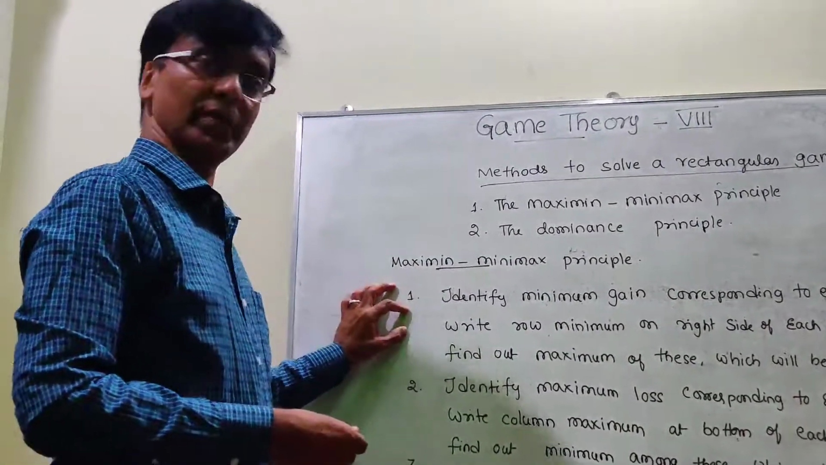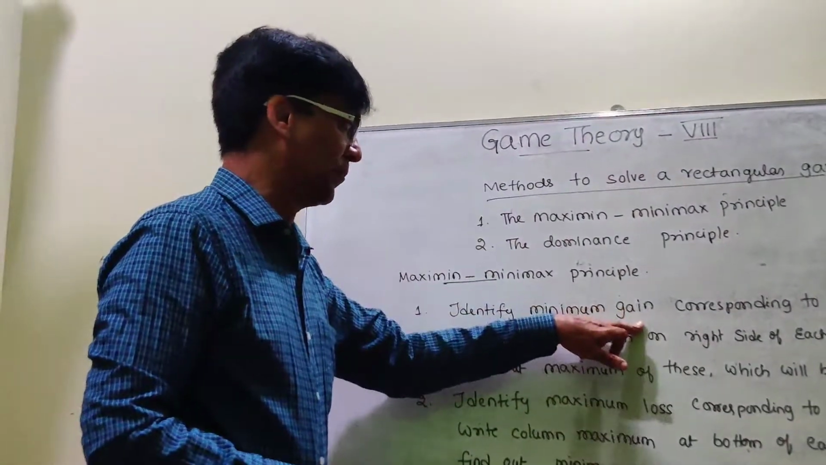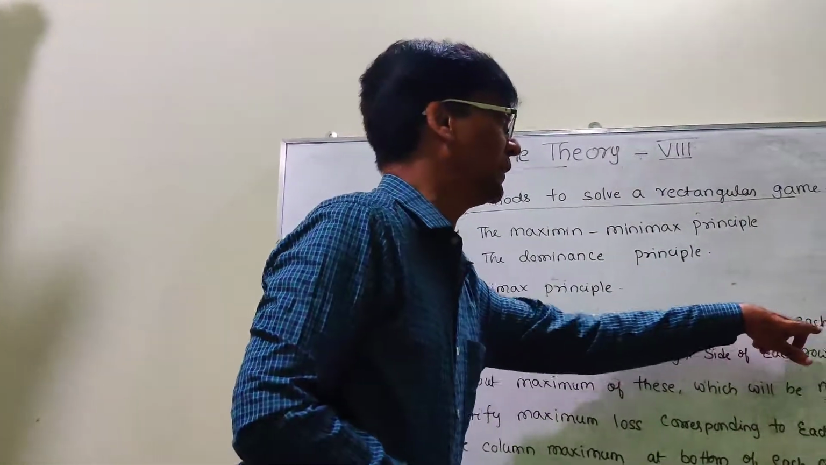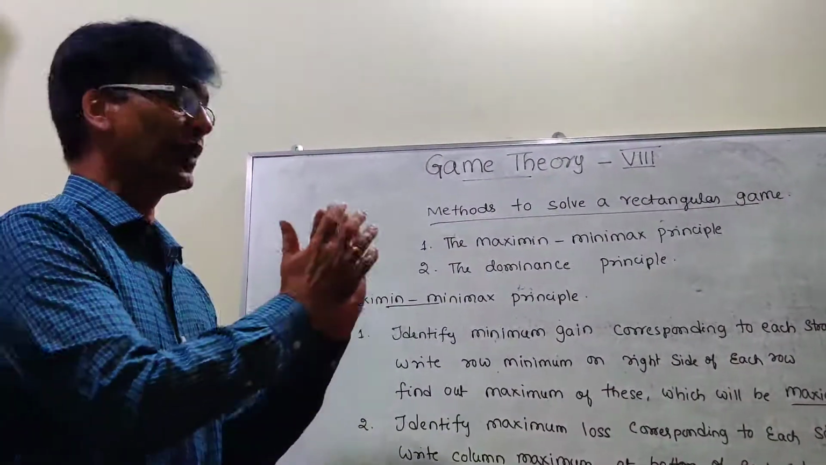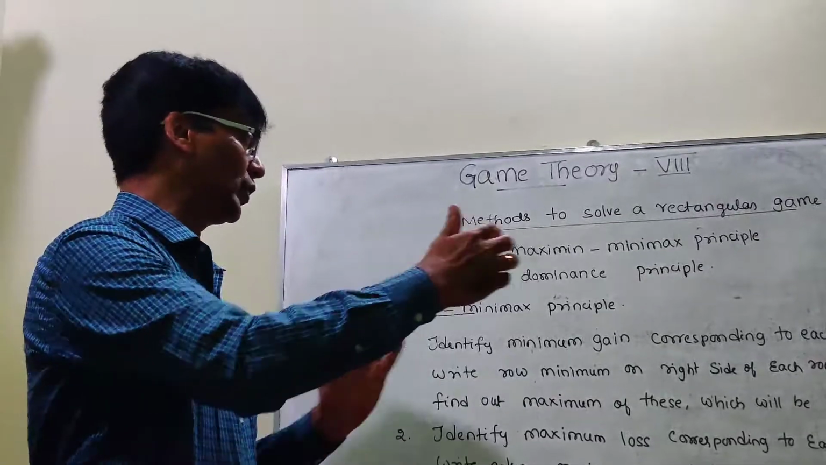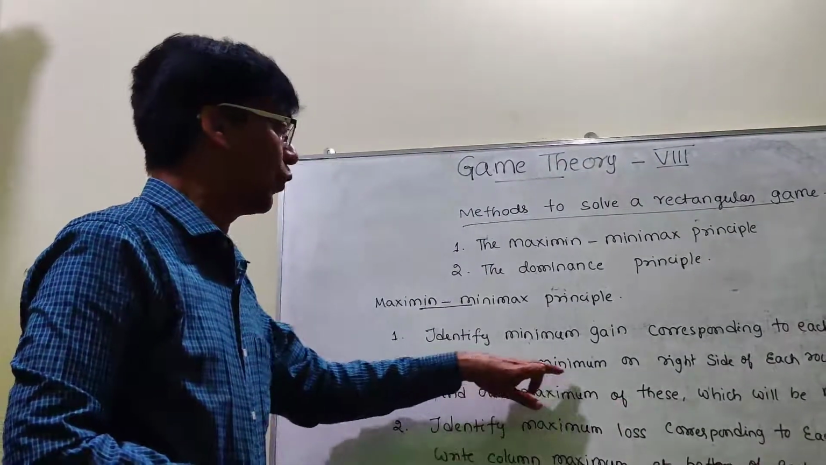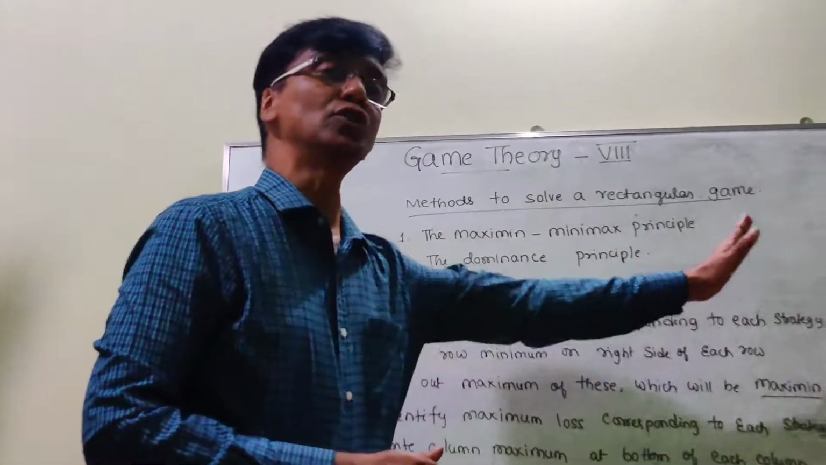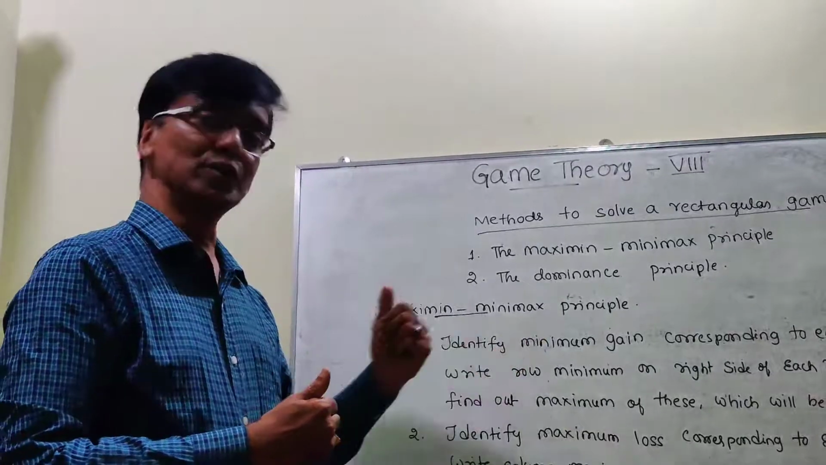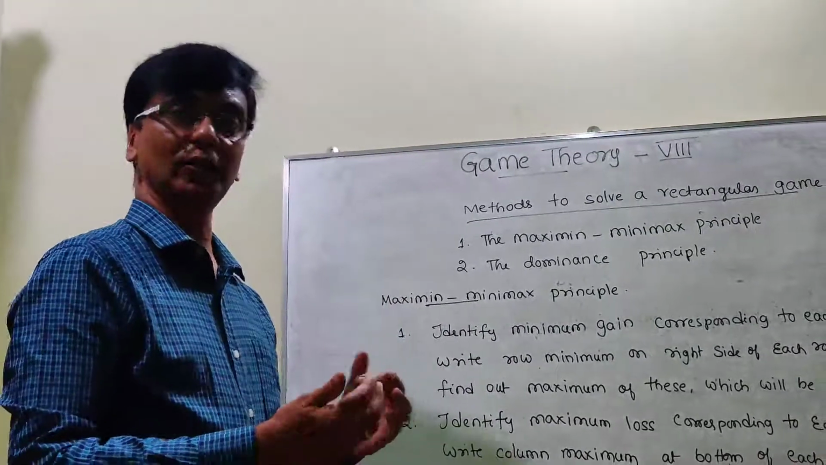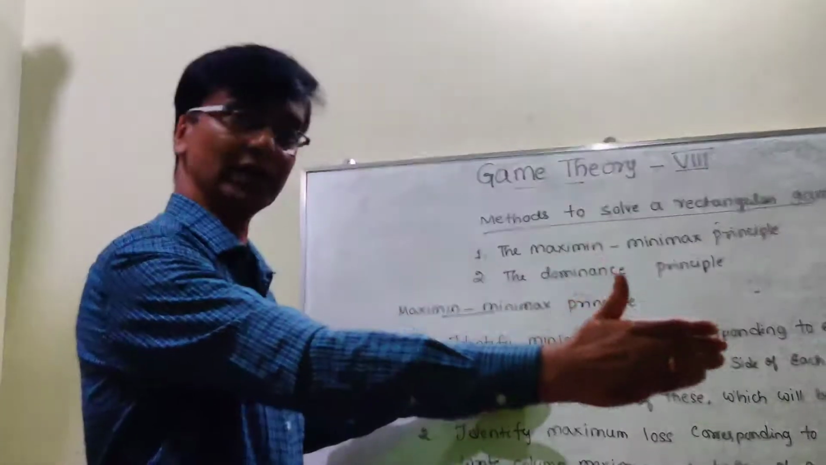The first step: identify the minimum gain corresponding to each strategy of A. That means for each row, find out the minimum. Then write the row minimum on the right side of each row. In the next session, I'll explain this principle with a problem, and then you will come to know that. Then write the minimum at the end of each row.